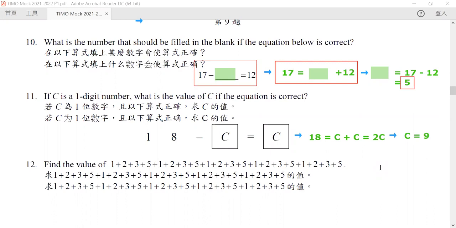Teacher, answer is 9. 9 plus 9 equals 18. Okay, so hence our answer is equal to 9.